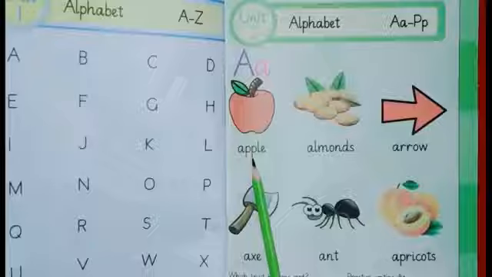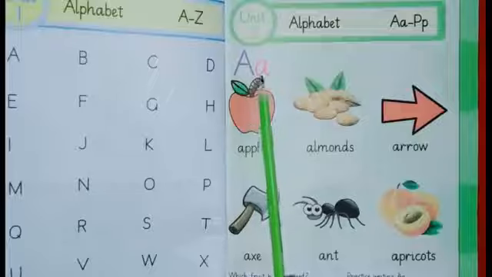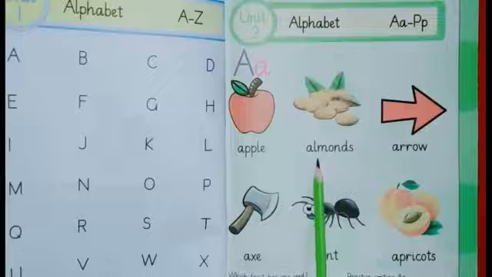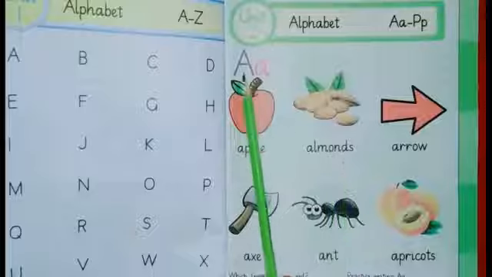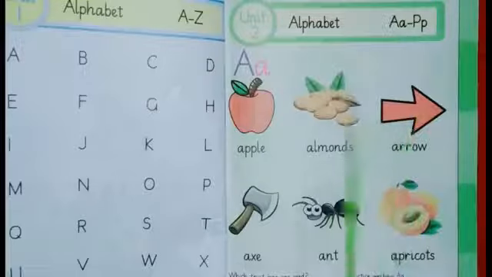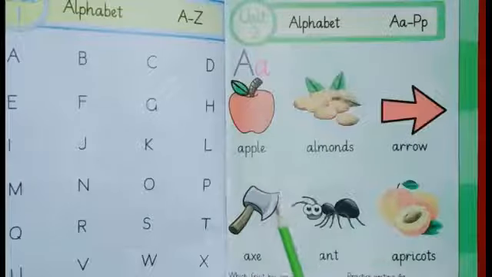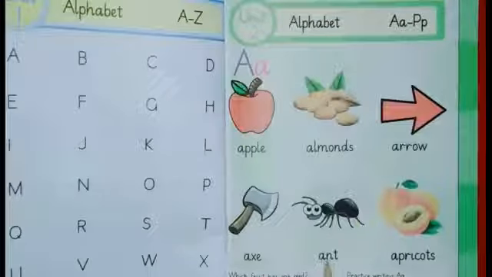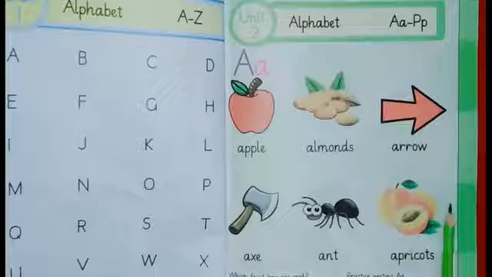A, apple. Do you like apple? Dear students, apple is a healthy food. A, apple. The next picture, almonds, nuts. A, almonds. A, arrow. As the arrow shows the direction. A, axe. Do you know about axe? It helps in wood cutting. A, ant. A, apricots. It's also a healthy food with a sweet taste.